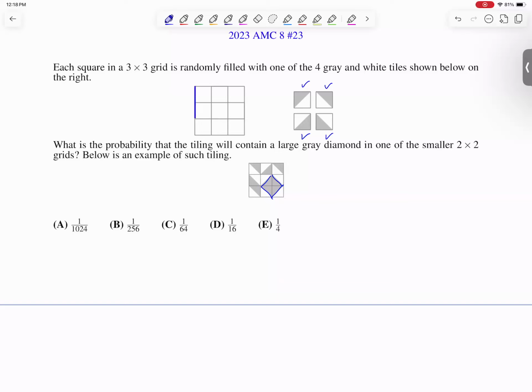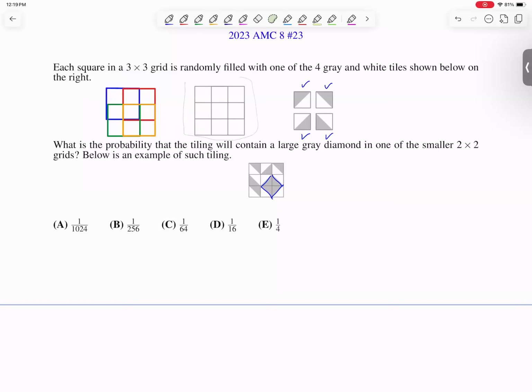We can get it in the upper left corner, or we can get it in the upper right corner, or in the lower left corner, or we can get that gray tiling in the fourth option, the lower right corner. Okay, we have 4 possibilities to get that large tiling, and let's do each case.